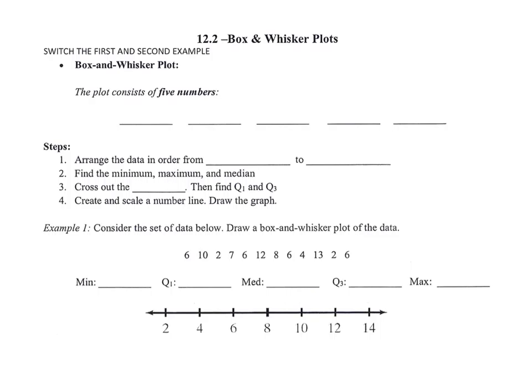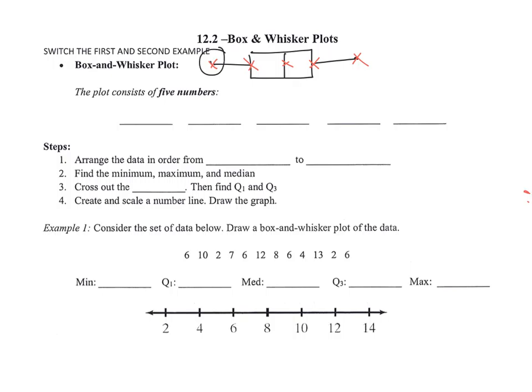A box and whisker plot is a way to organize data. So a box and whisker plot has a box and then it has these whiskers. And each of these points represents something. So the plot consists of 5 numbers.